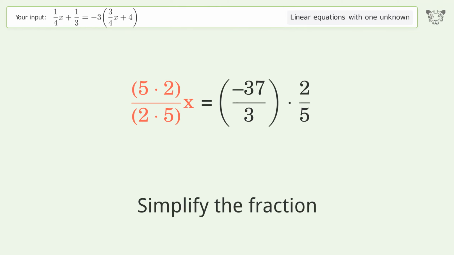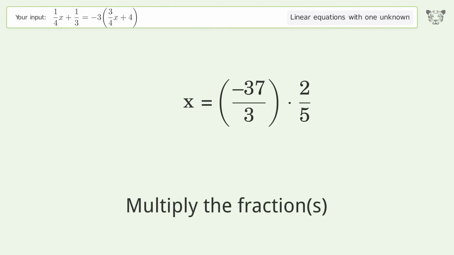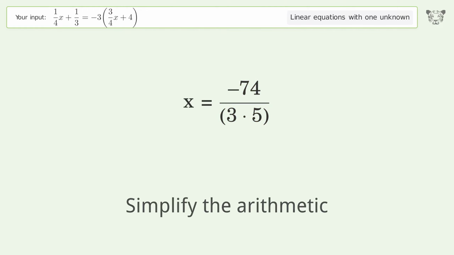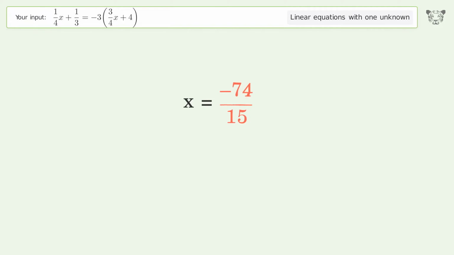Simplify the fraction. Multiply the fractions. Simplify the arithmetic. And so the final result is x equals -74/15.